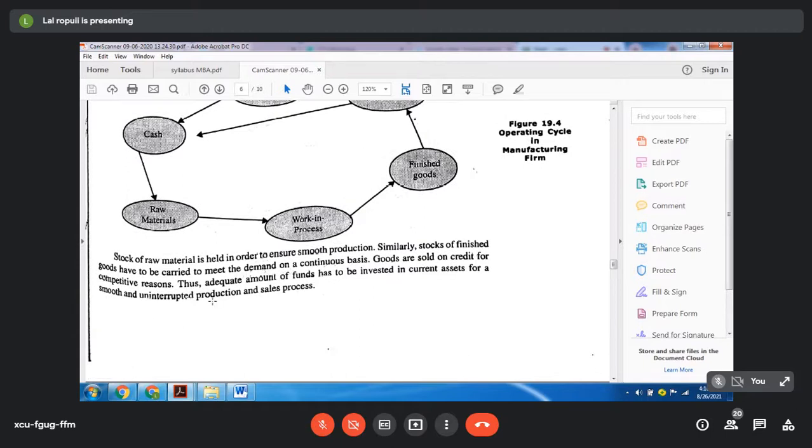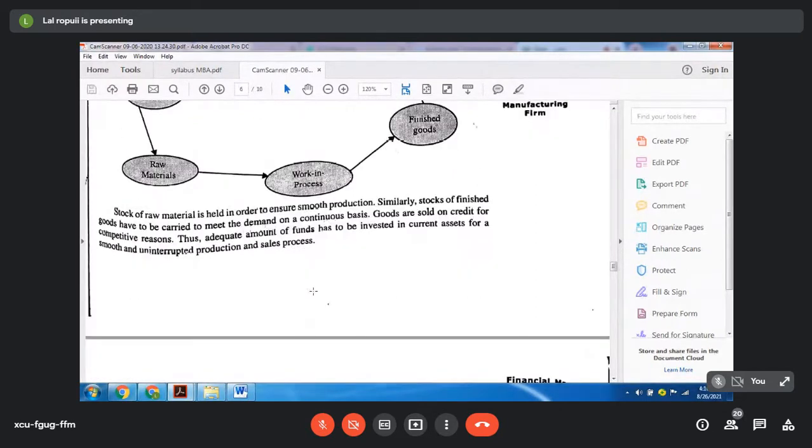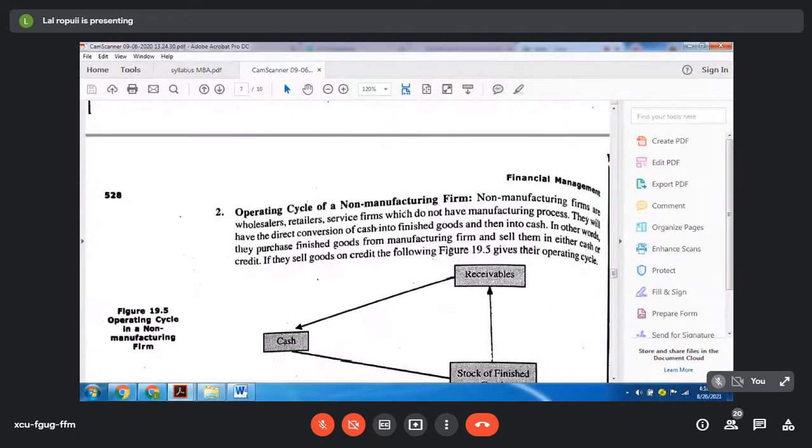Money is stuck up somewhere. We do not realize cash immediately back from the sales. That is why working capital is very much required. Thus an adequate amount of funds has to be invested in current assets for a smooth and uninterrupted production and sales process. Now, the operating cycle of a non-manufacturing firm.